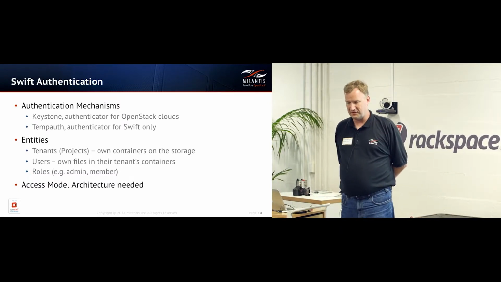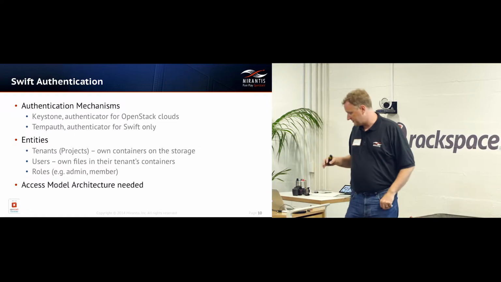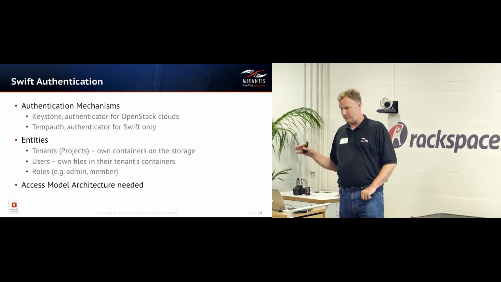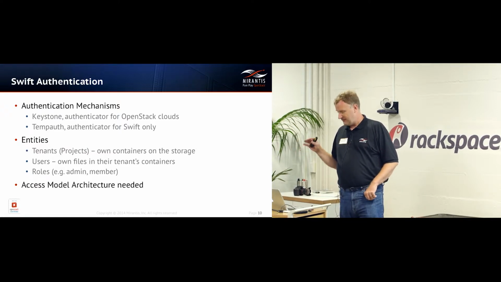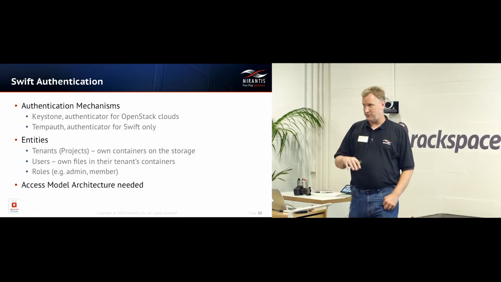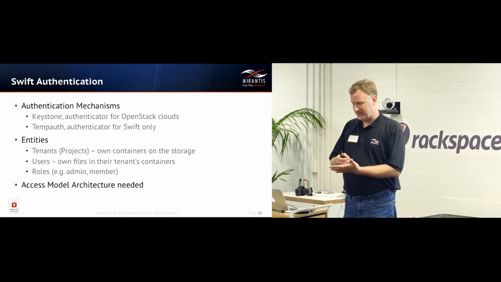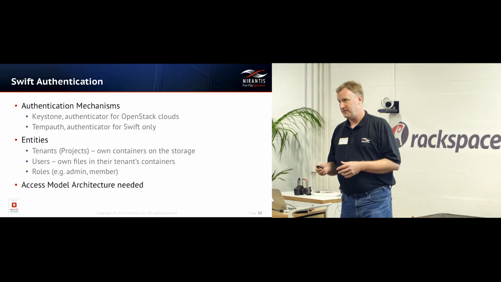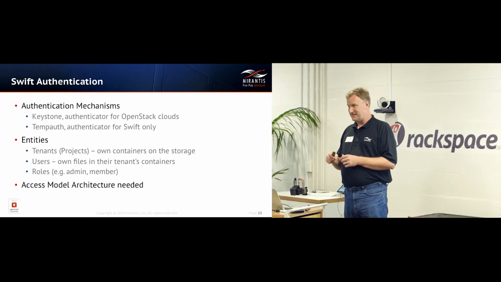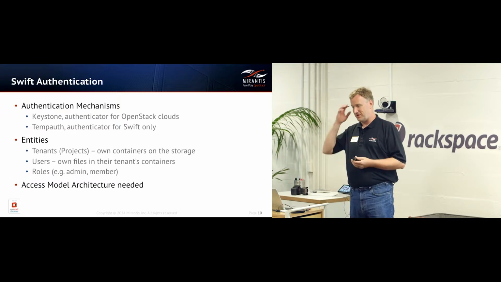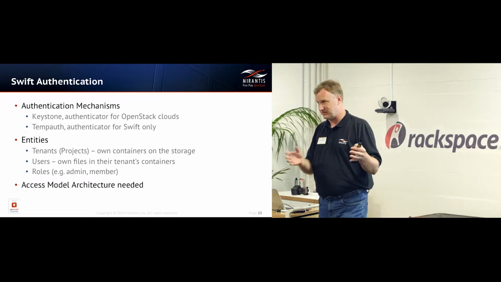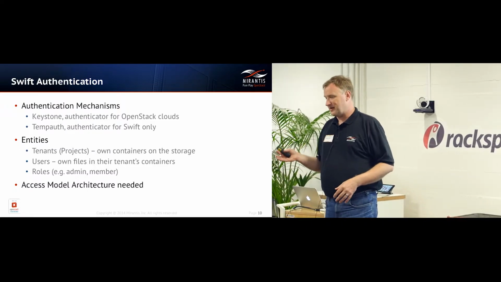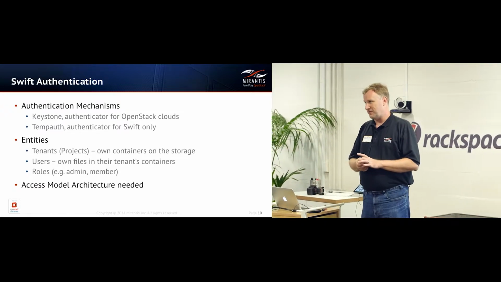Keystone and also Swift makes a distinction between tenants or projects. It used to be called tenants. It's partly called projects, partly called tenants now. And you have users and you have roles, which define that the projects or the tenants own a number of containers each. The users own things inside those containers. So you have, for instance, a tenant that has 3 users, where some of the items are owned by one user, some of the items are owned by another user. But the users do not own containers. This is something to keep in mind.